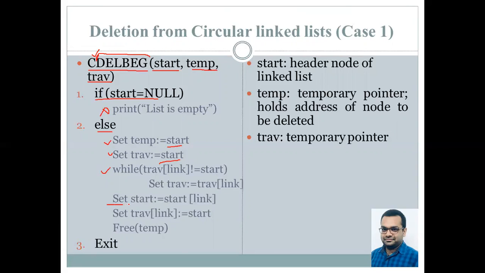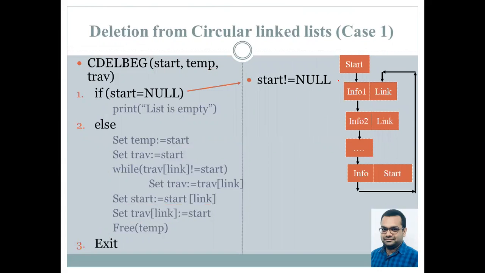So after that we set start equal to start link. That is, now the second node will become the first node in the linked list. We set traversal link equal to start, that is, we assign it the address of this new node, and then we free the memory allocated to the temp.